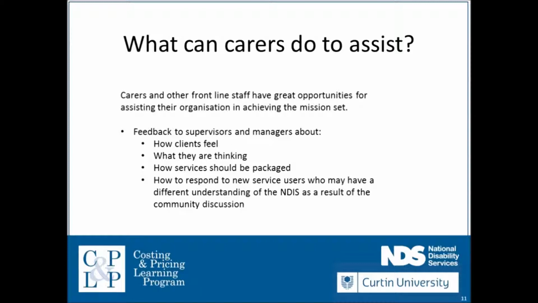So what the clients are thinking about it is a really important issue that really only carers and other frontline staff have an opportunity to feel and experience firsthand.